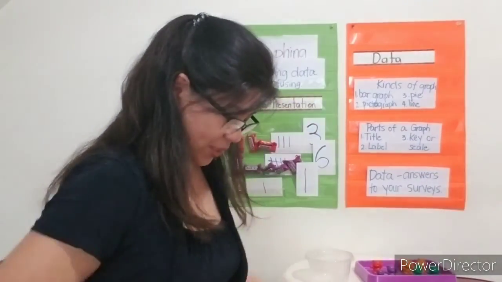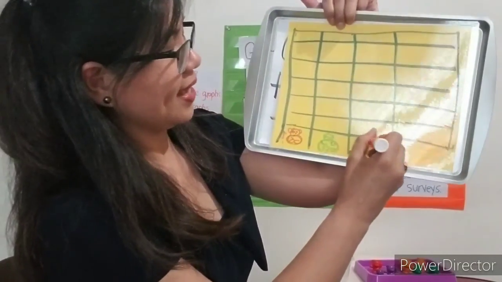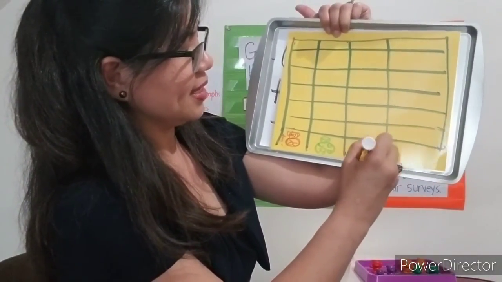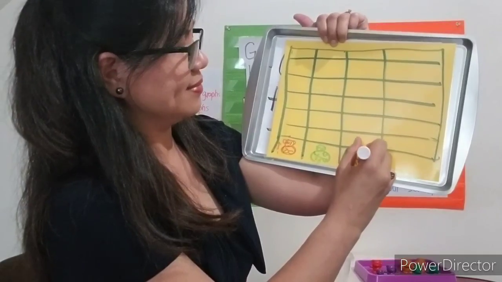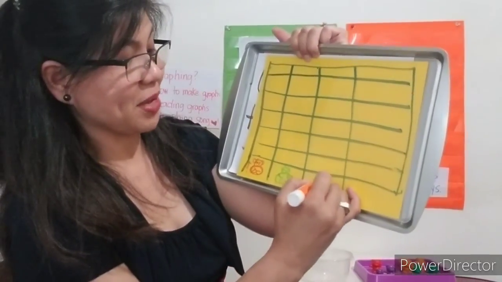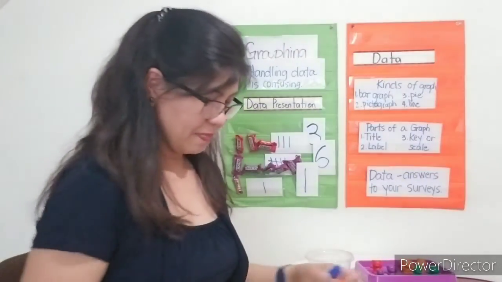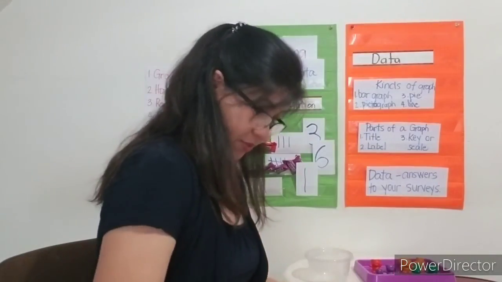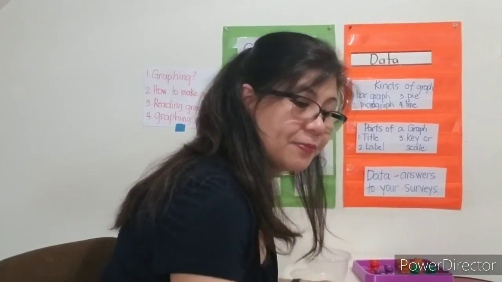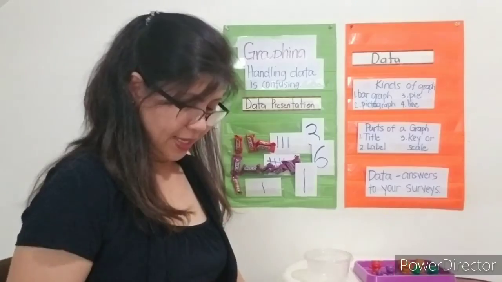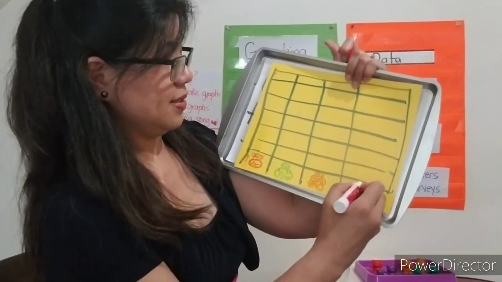And how about my orange? Orange bear, the head, the body, and the legs right there. So this will be my orange bear. And how about the red bear? Let me see. Do I have a red marker? Okay, here we go. This is my red bear.